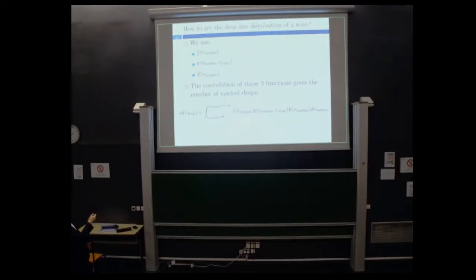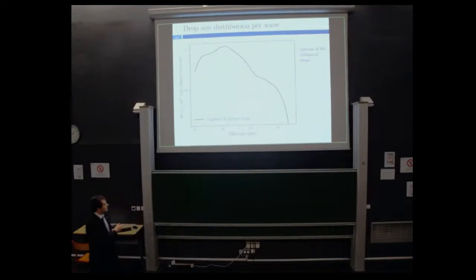So now we can move on to a breaking wave. We've got three functions: the number of produced bubbles, the number of ejected droplets for a given bubble size, and the distribution of droplet size for a bubble size. We convolute those three functions, so basically we multiply them all together, and by integrating them from 0 to infinity, so over all the bubble size range, we get the number of ejected droplets as a function of the drop radius. And if we plot this distribution, we get these results.